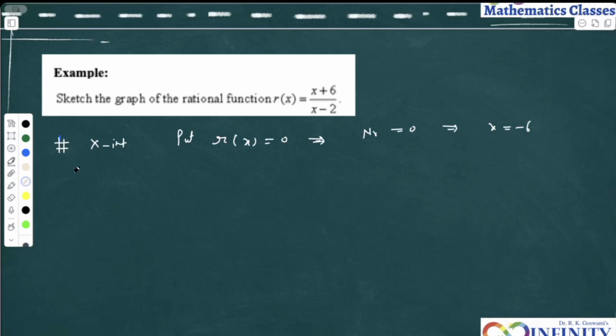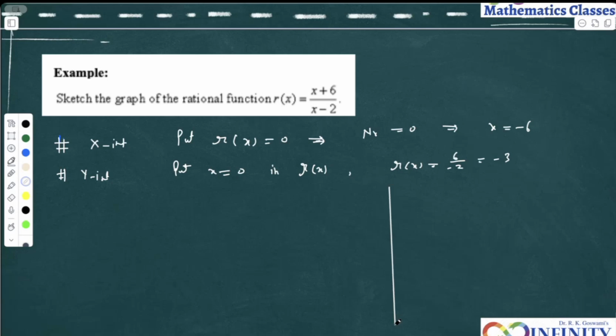Right? Yeah. Then what is the y-intercept there? For the y-intercept, you need to put x equals 0 in the function R(x). What do you get? You get 6 over negative 2, perfectly okay, which is negative 3.